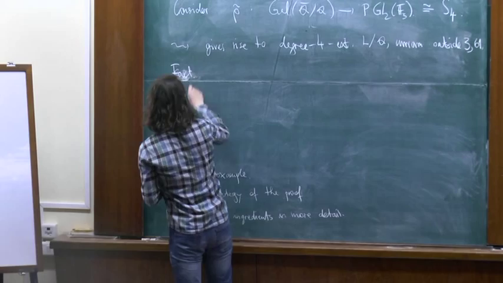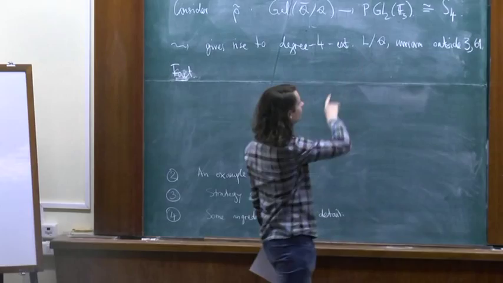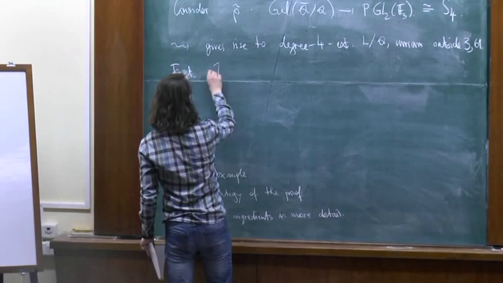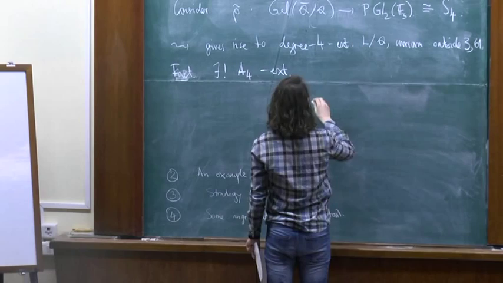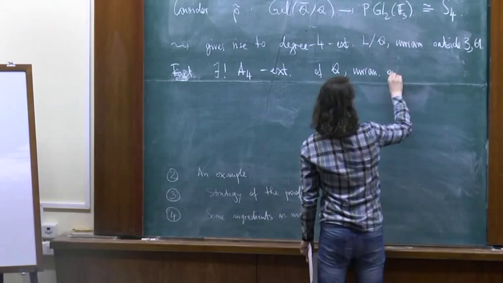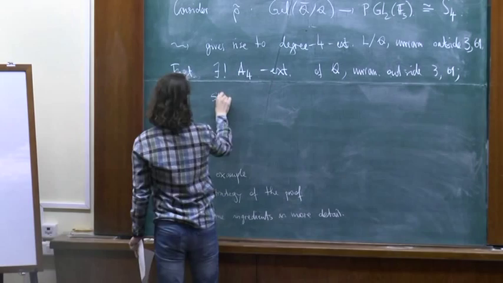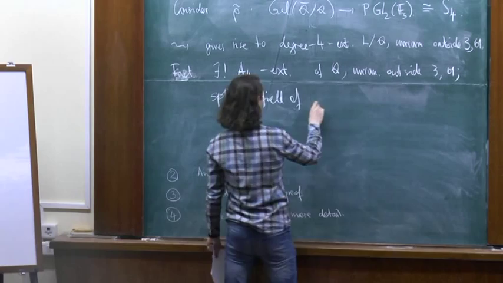So if you knew that this extended representation rho tilde would actually take values in SL2, then this would also map into PSL2, which is A4. And the fact is that there exists a unique A4 extension of Q which is unramified outside 3 and 61. This is the splitting field of the following degree 4 polynomial: x to the 4 minus 7x squared minus 3x plus 1.